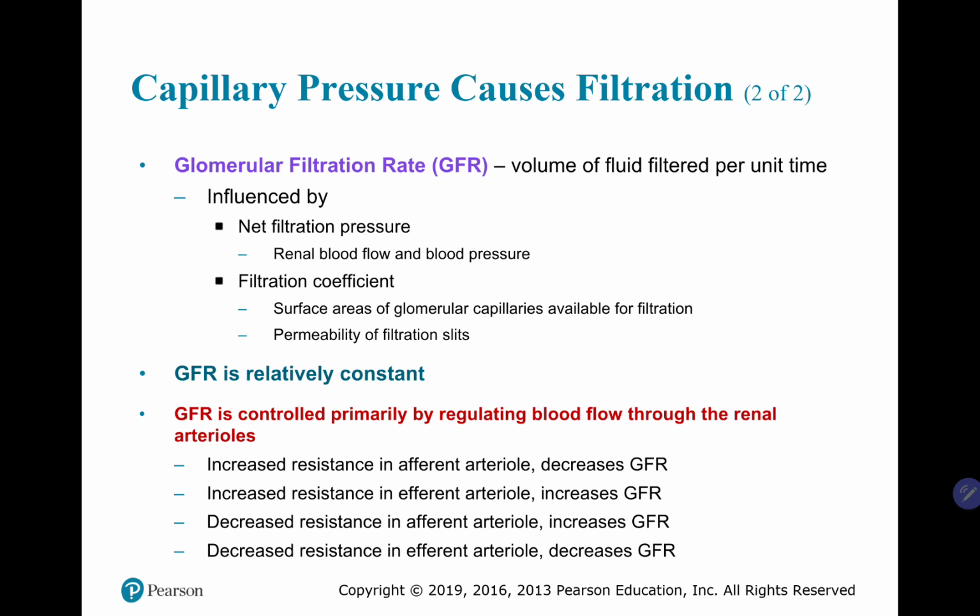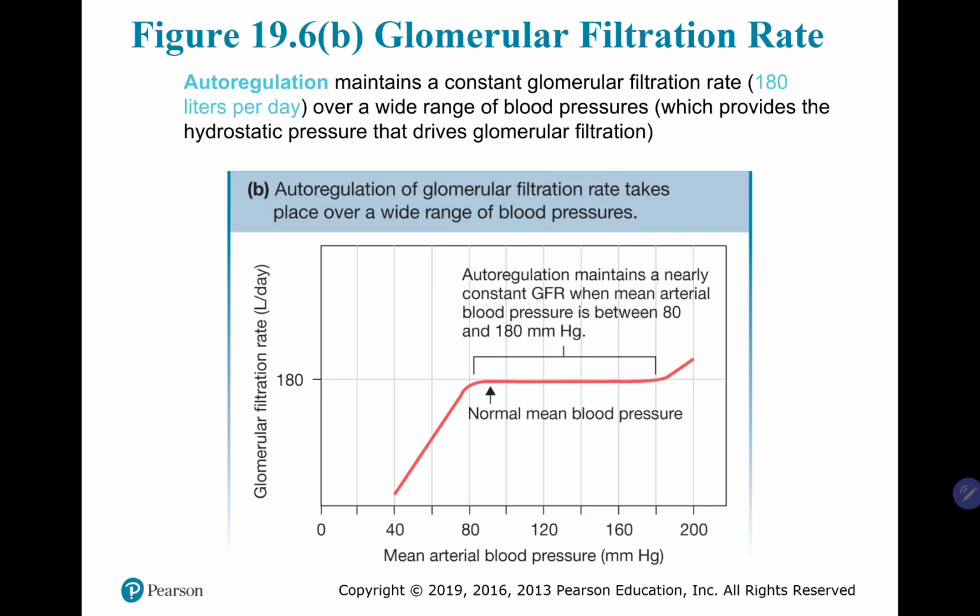Now, glomerular filtration rate is going to be relatively constant, right? Your GFR is going to be controlled primarily by regulating blood flow through the renal arterioles. So increased resistance in the afferent arteriole will decrease glomerular filtration rate, whereas increased resistance in the efferent arteriole will increase glomerular filtration rate. And we'll look at this in a second as well.